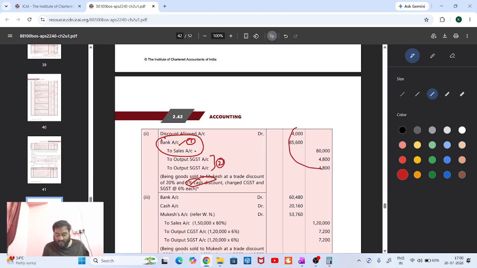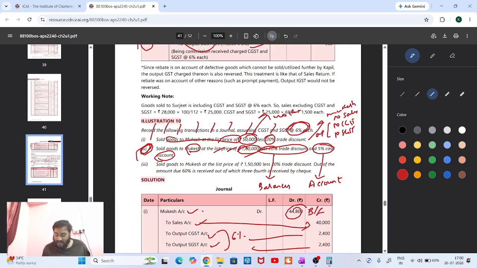Okay, keep amounts aside for the time being. And then there is a cash discount. Whenever there is a cash discount, we show discount allowed. Since there is cash discount, okay. Entry is done. Now the amounts. Amounts are the most important thing. What is the bank? Always remember for a bank, we always consider what is actually received.